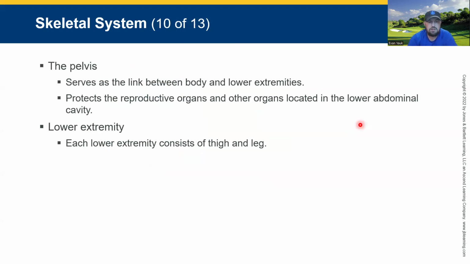The pelvis serves as a link between the body and the lower extremity, so your upper body and your lower body. It protects the reproductive organs and other organs located in the lower abdominal cavity. Each lower extremity consists of a thigh and a leg.